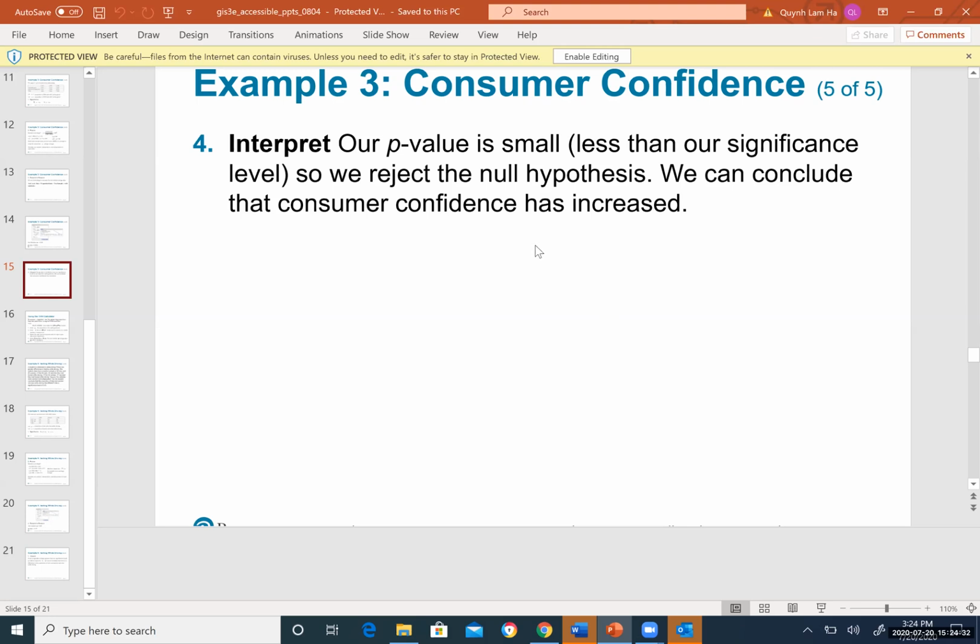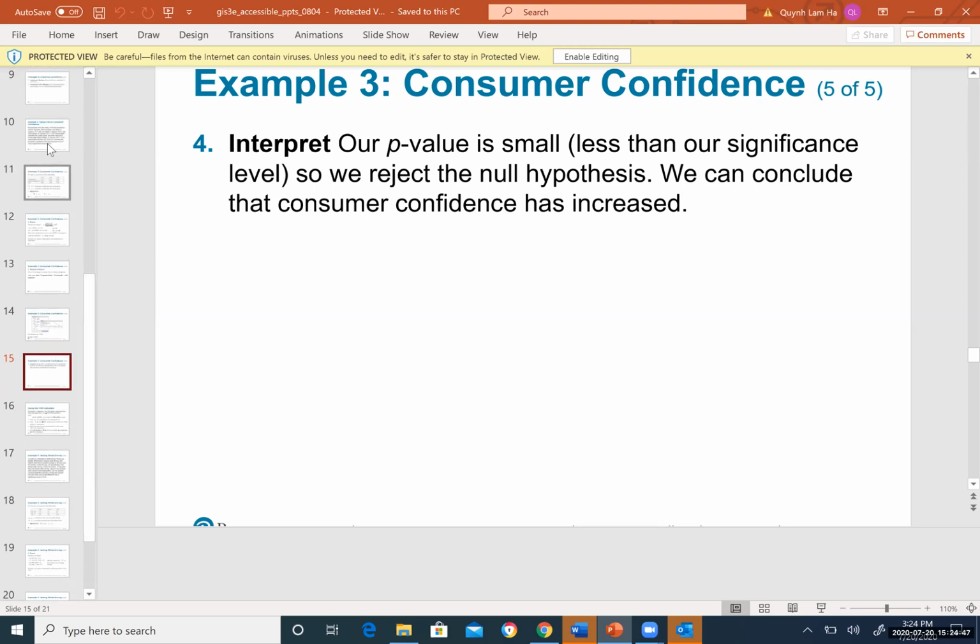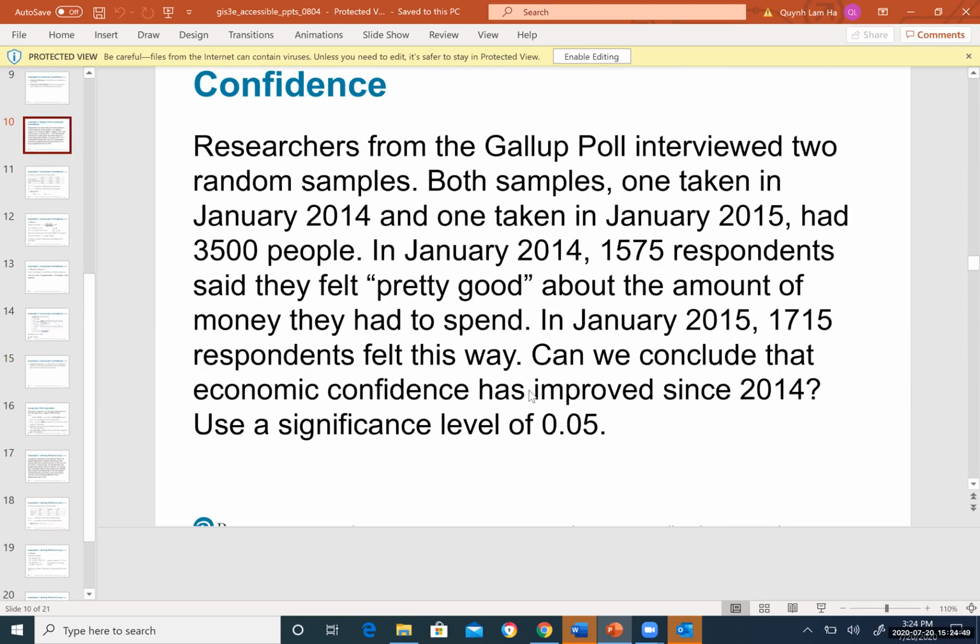That's why I interpret the wording "has improved" this way, because it's in the question. So we are wondering if it's improved or not. Let me go back, because I would like to be clear right here. Can we conclude that the economic confidence has improved? Okay, so that means you are unsure whether it has improved or not.